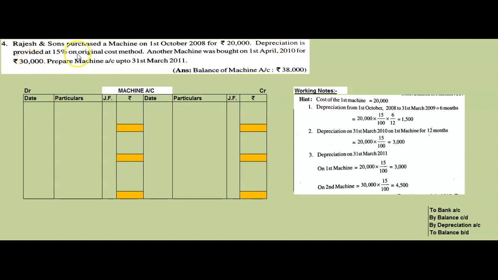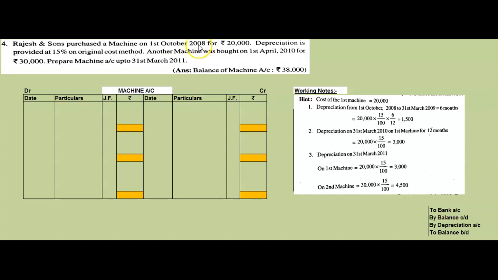Depreciation is provided at 15% on original cost method. So your rate of depreciation is how much? 15%. Another machine was bought on 1st April 2010 for 30,000. So here there are two machines. So additions are made to the asset. So this is a different model of the depreciation. Prepare machine account up to 31st March 2011.